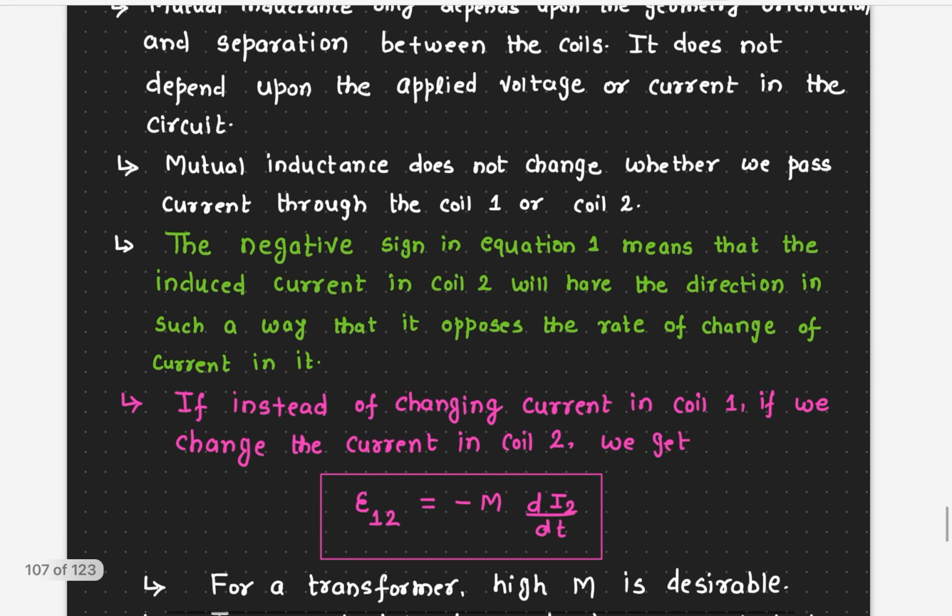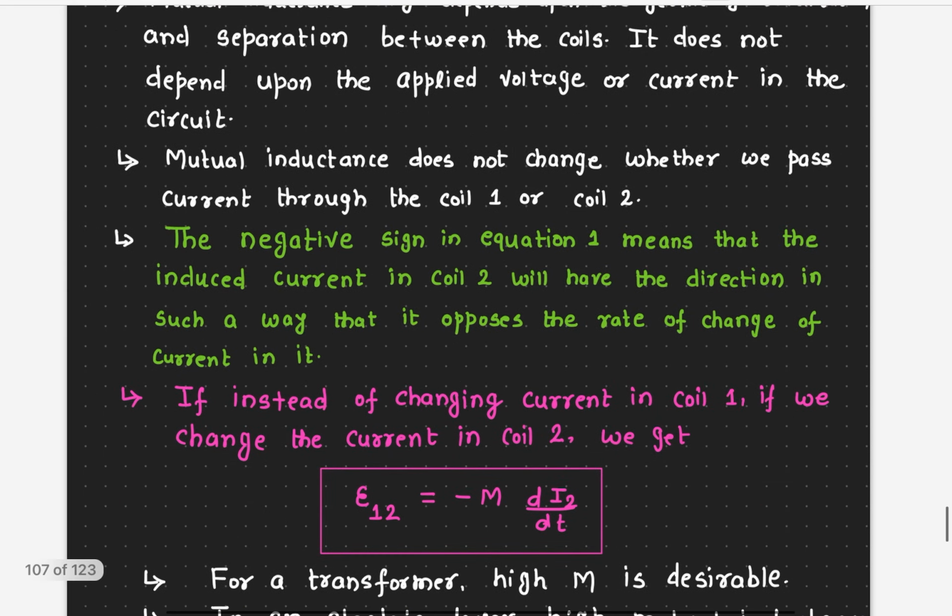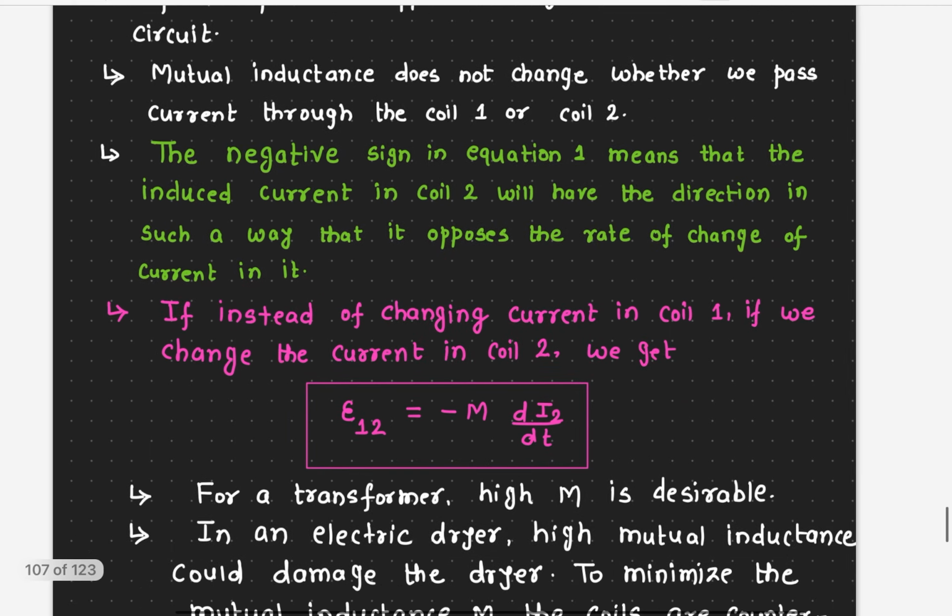Again, I mentioned earlier that the negative sign in this equation means that the induced current will have a direction such that it opposes the rate of change of current in it. I will explain this in later videos and give you more examples.